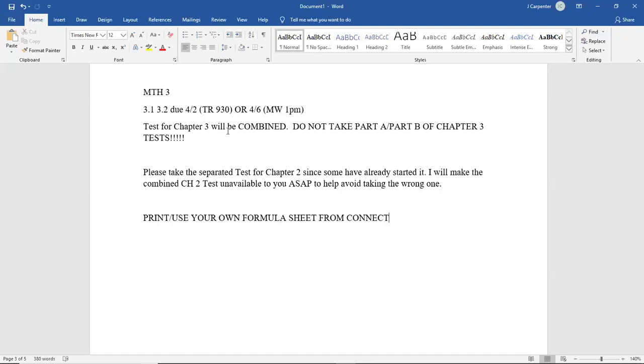However, since nobody has done the Chapter 3 test, since we haven't started Chapter 3 yet, we will be doing the combined test for that. So I'm going to go to Connect today, and I'm going to make the due date for the combined Chapter 2 test something you won't even have access to, and I'll just make sure you don't have access to it. So make sure that you are taking the separate test for Chapter 2, the Part A and Part B. And then when we get to Chapter 3, you will not take the Part A, Part B. So again, I'll make those unavailable. You'll take the combined Chapter 3 test. So that will be all 13 or 14 sections.